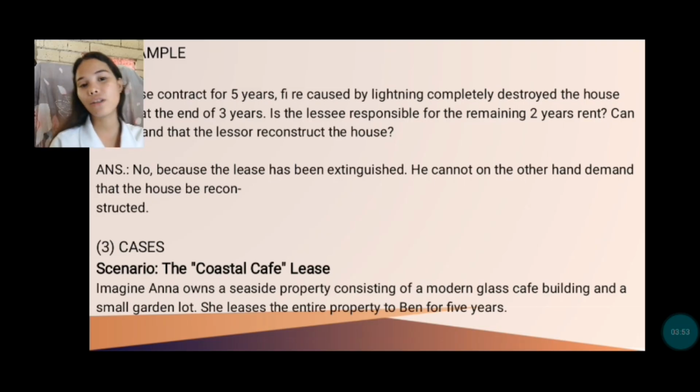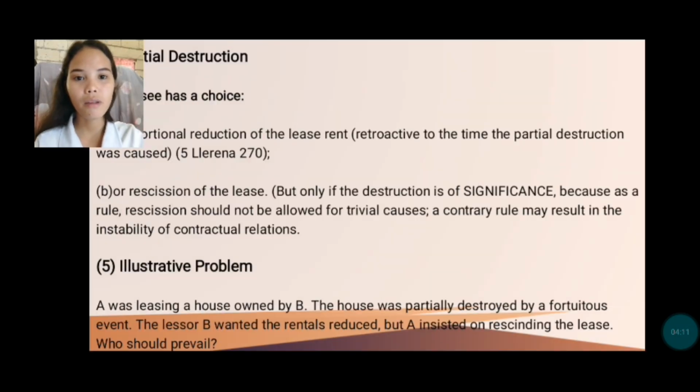So, here are the cases. Scenario: the Coastal Cafe lease. Imagine Anna owns a seaside property consisting of a modern glass cafe building and a small garden lot. She leases the entire property to Ben for 5 years. So, partial destruction. The lessee has a choice.